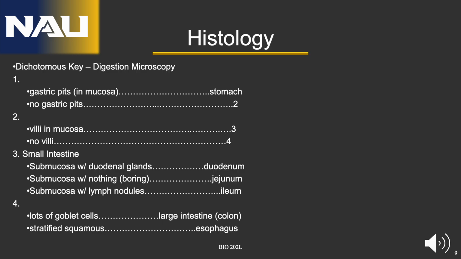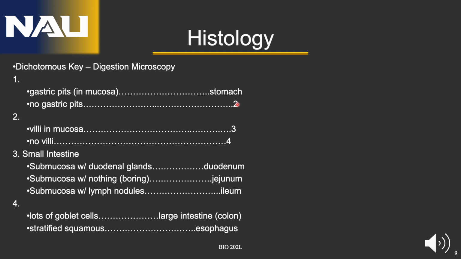As we start looking at some histology of the digestive system, I'd like to introduce a very helpful tool. This is called a dichotomous key, and it's for the digestive system. So it's kind of like a choose your own adventure. We start off here at 1, and then we read gastric pits in the mucosa. If there are gastric pits in the mucosa, then we know we are in the stomach. If there are no gastric pits, then you proceed to 2.